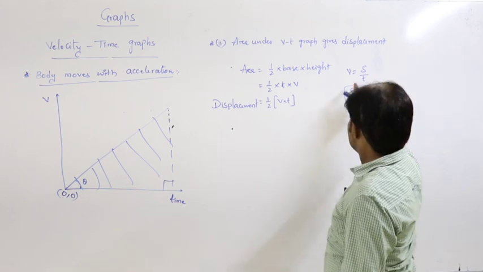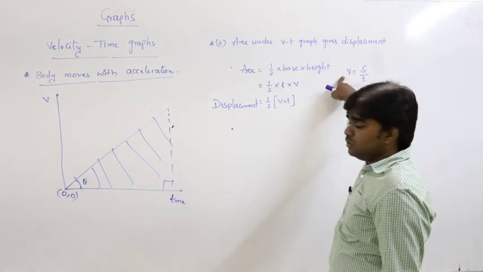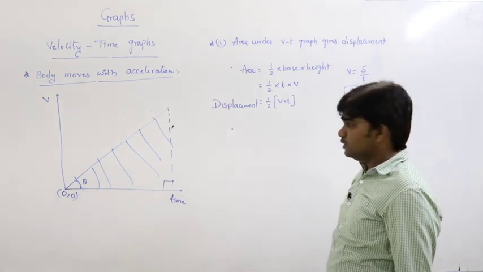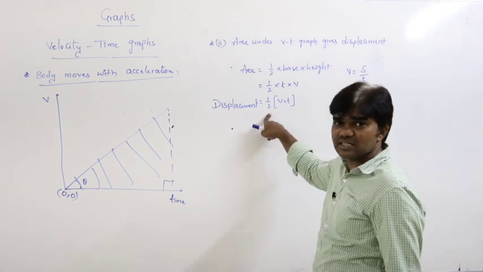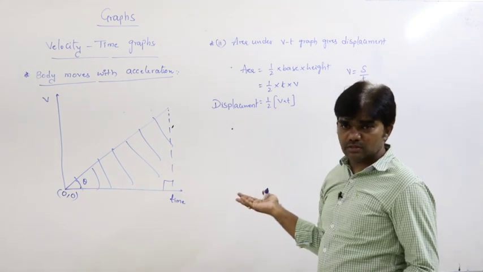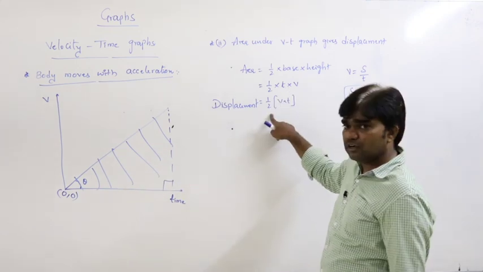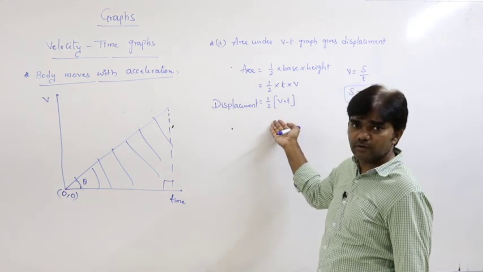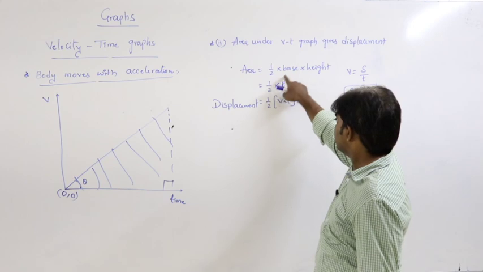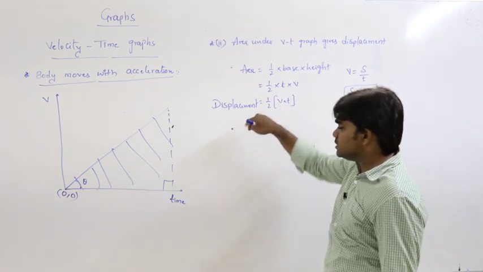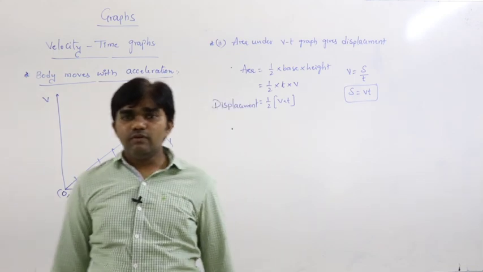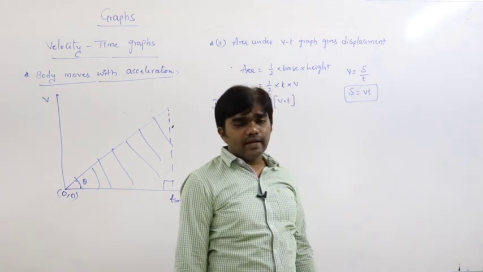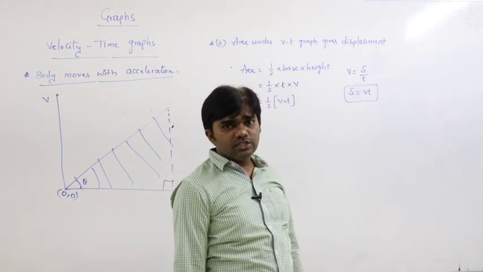We discussed the general formula in the beginning: velocity is equal to displacement by time, but displacement equals velocity into time. So here velocity into time. Of course, this half is a constant in particular shapes. For example, if it is a triangle, that's why we get half. If it is a rectangle, we don't get this half. If it is a square, we don't get this half. So velocity into time is nothing but displacement. So s is equal to velocity into time.